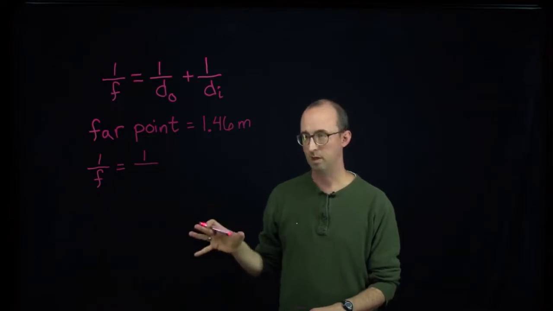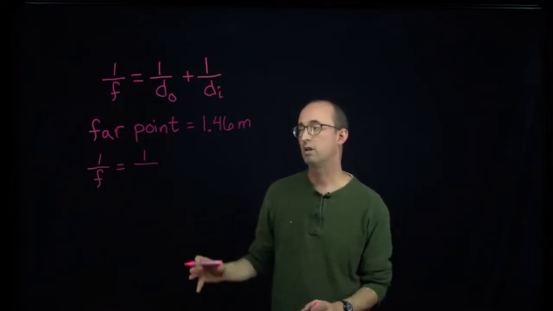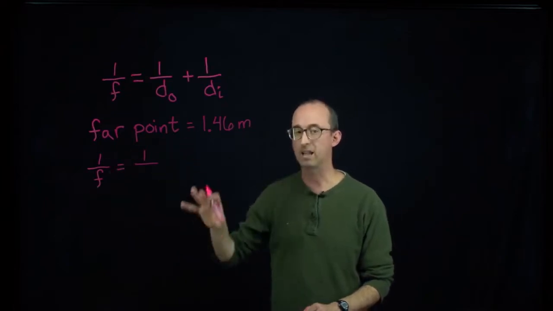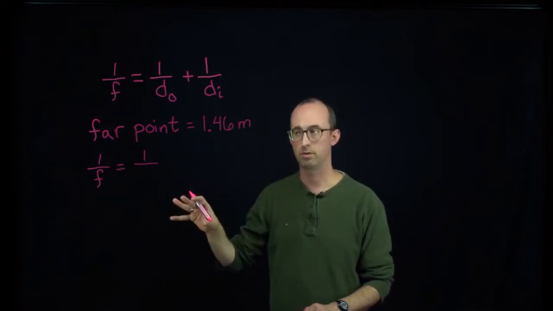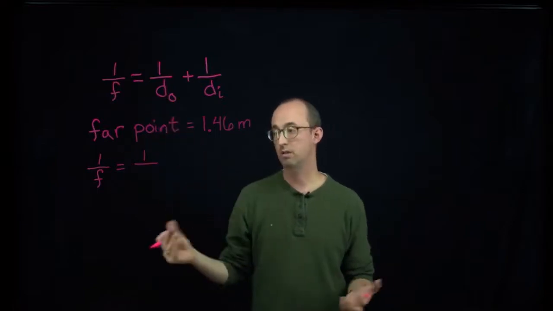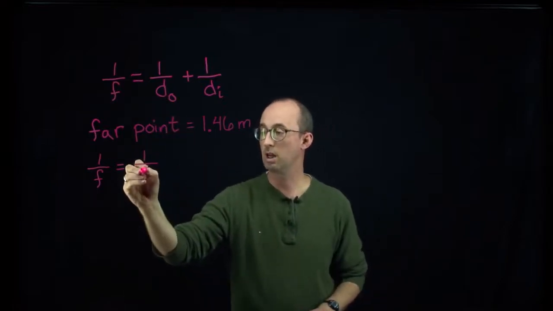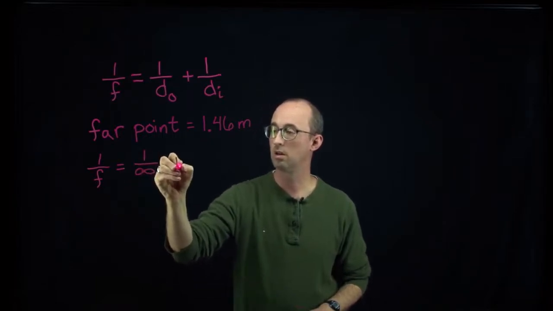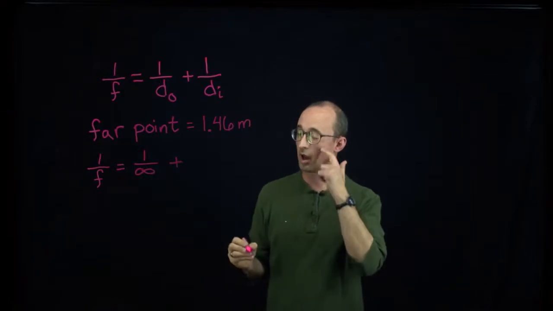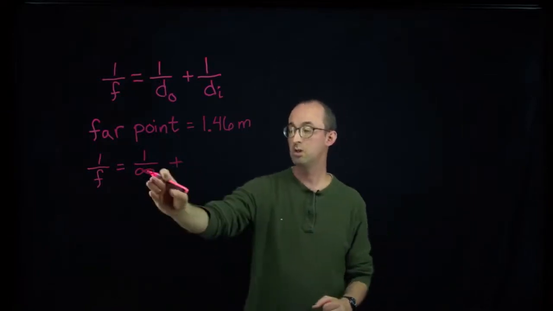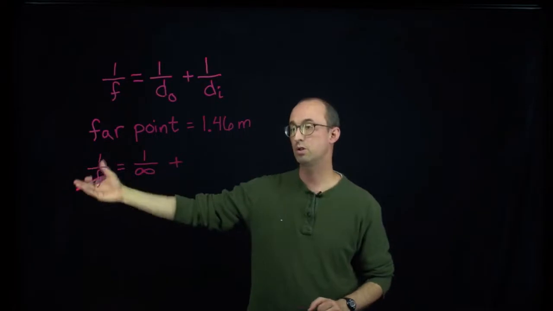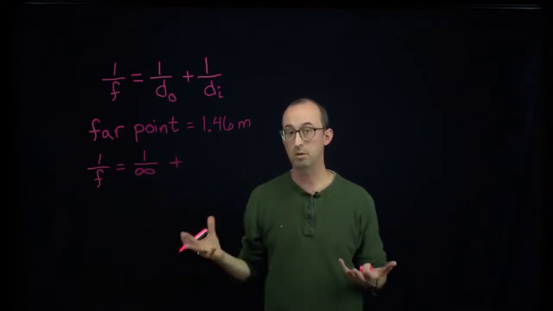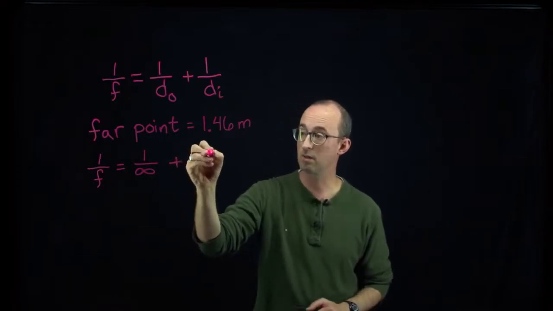What we want to happen so that their vision is fixed, we want objects that are an infinite distance away to appear at their far point. So the first part here is the object distance. That's easy. We're talking about objects that are an infinite distance away. And we want the image of that object to appear at the person's far point. Now this is going to be a virtual image, so that means a negative image distance.